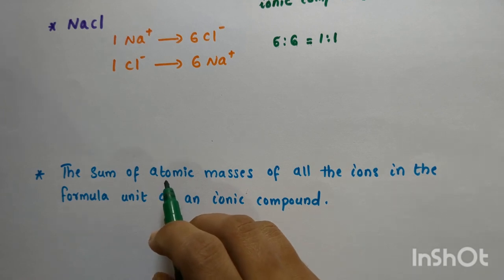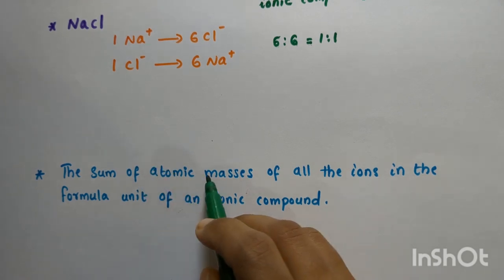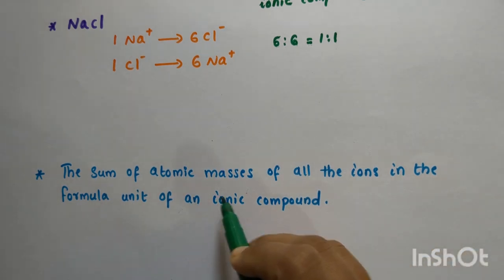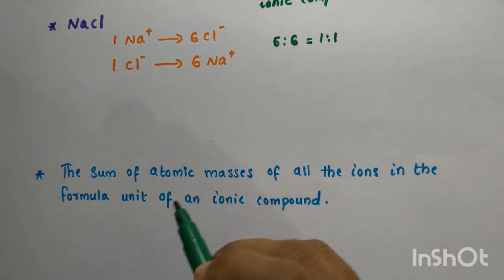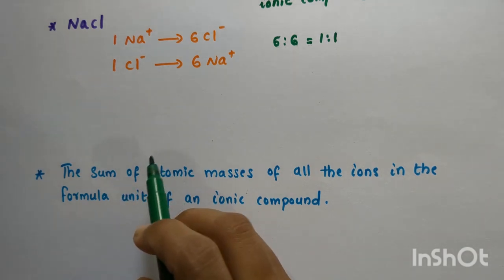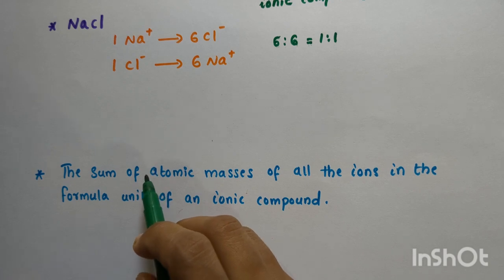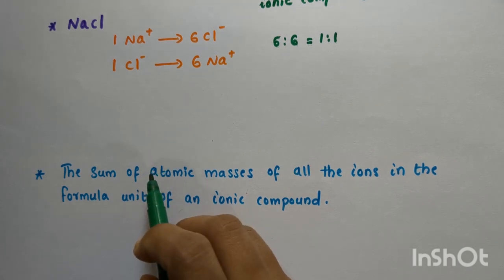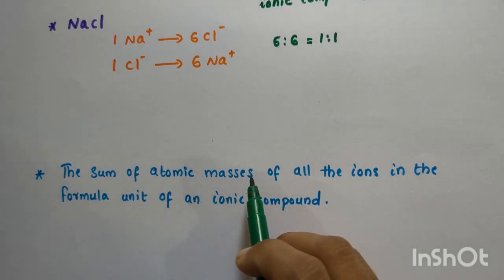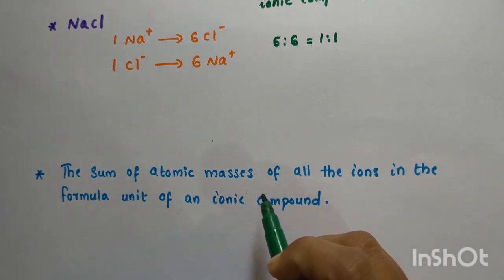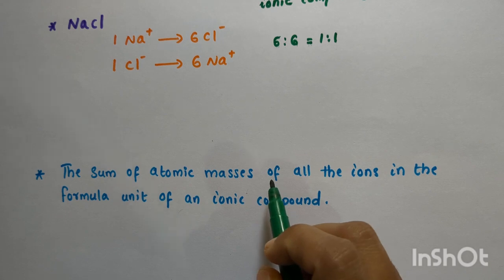So, formula mass is actually given by the sum of atomic masses of all the ions in the formula unit of an ionic compound. We just want to focus on the formula only. In the formula of sodium chloride, only one sodium is there and one chlorine is there. So we just want to add the atomic mass of one sodium with the atomic mass of one chlorine to get the formula mass of sodium chloride. So the sum of atomic masses of all the ions in the formula unit of an ionic compound will give you the formula mass of that ionic compound.